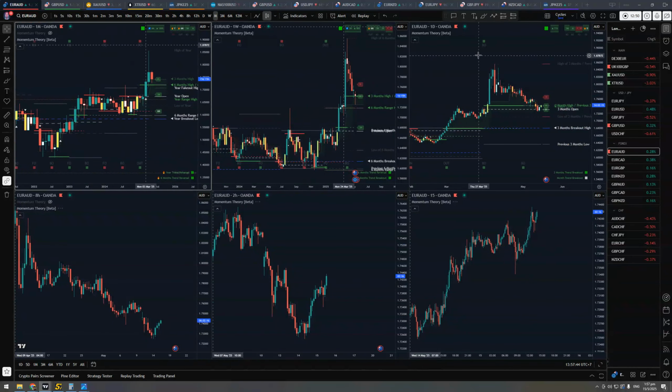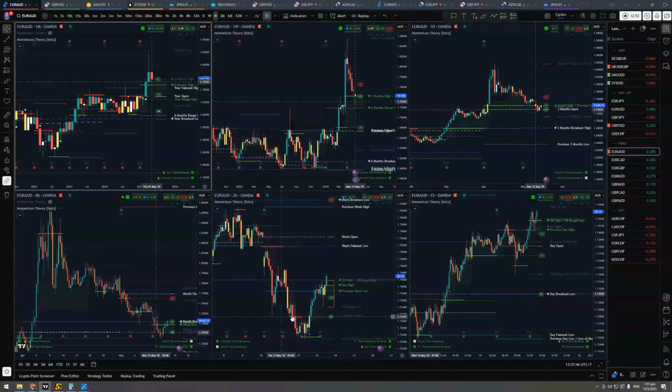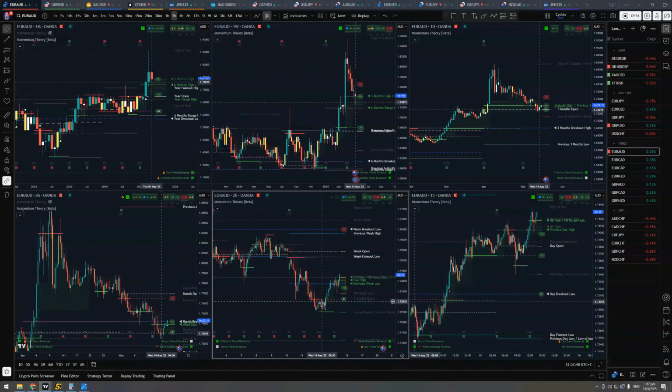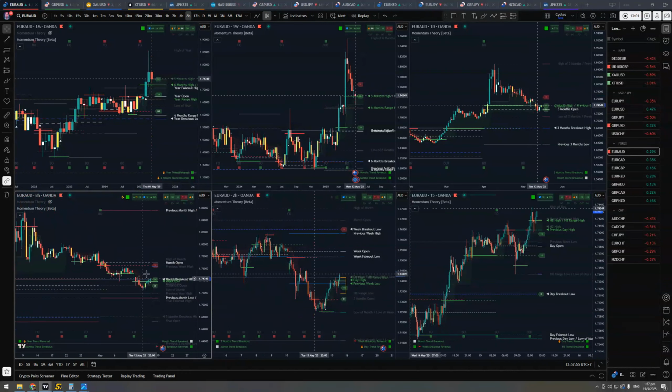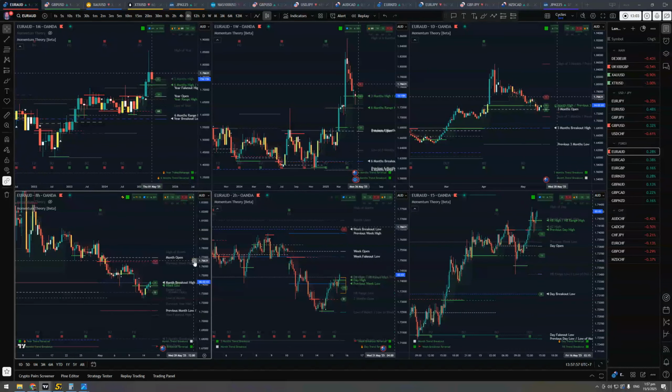Euro Oz bullish, looking for a fake out of a low to take it up. We're faking out that previous day low yesterday, it looks like. Now we faked out that week low over here. So this is set up right now. Proper entry is above that weekly breakout level.